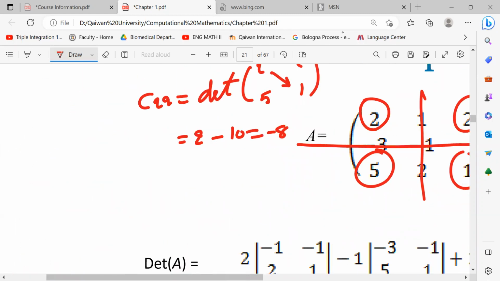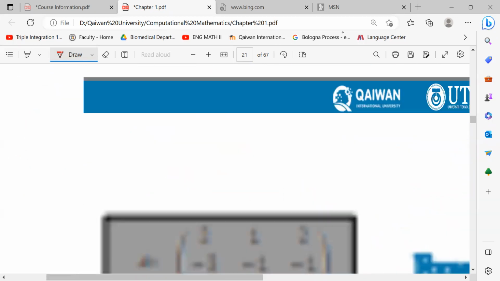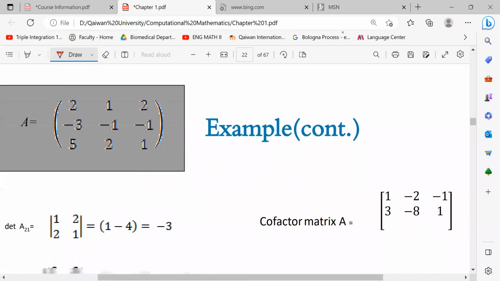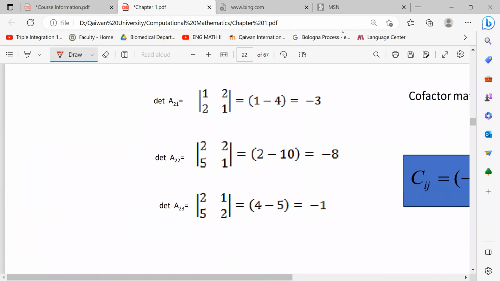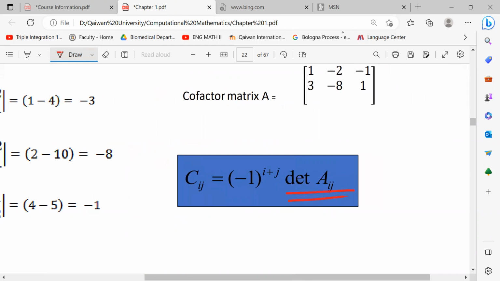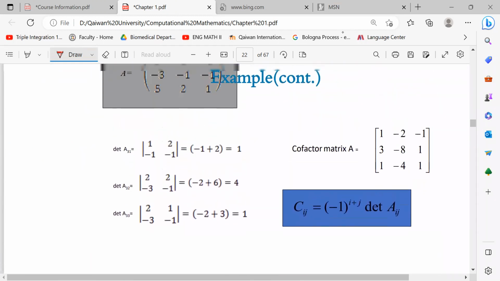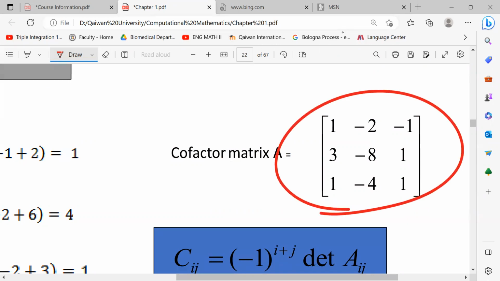Then for C23, look, it's found here. That's all that we need to do. It is C23, it's A23. And Cij is -1 to the power i plus j times this determinant, and the sign is negative there. And this is the cofactor matrix. It is C31, C32, C33. This is the cofactor matrix.